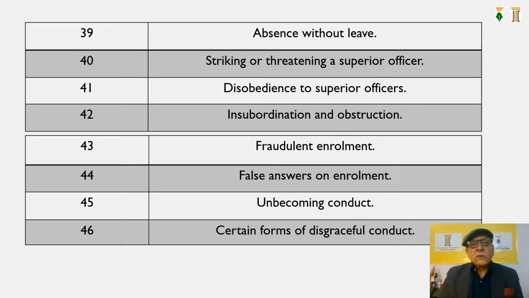43 is fraudulent enrollment. Now, what does this mean? It means that a person who doesn't meet the criteria to get enrollment, does that. Whereas in 44, the person, when he is asked during the process of enrollment certain questions, knowingly gives wrong answers which he knows are not true. 45 is unbecoming conduct. 46 is certain forms of disgraceful conduct.